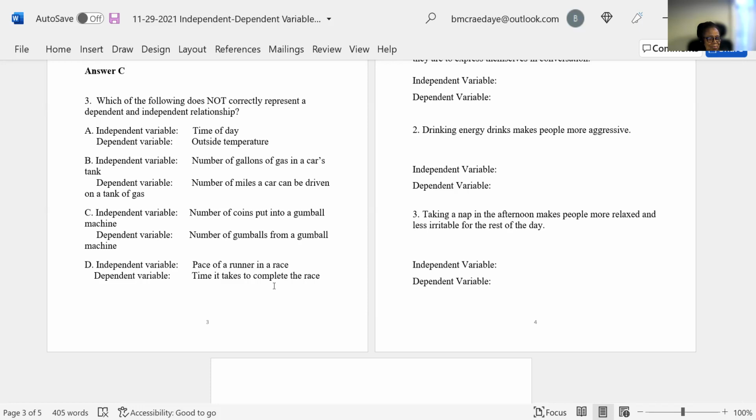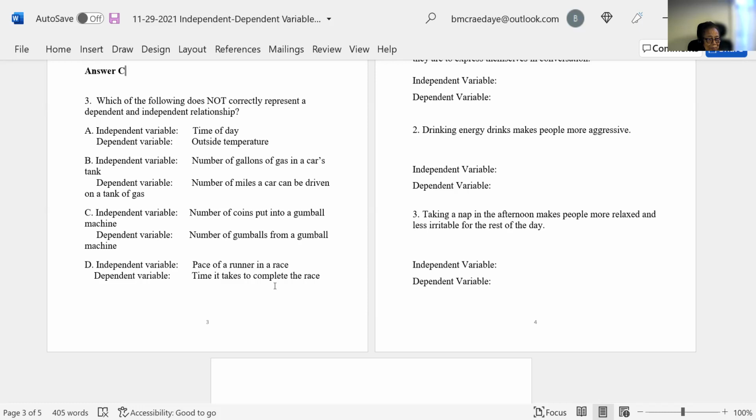It is time of the day, outside temperature. So is the outside temperature dependent upon the time of day? Yes, because when you look at the weather forecast, sometimes you see it goes up as the day goes by, right? And then as it gets later, the temperature starts going down. All right. So the outside temperature is dependent upon the time of day. So that represents an independent and dependent relationship. All right. Take the next one.